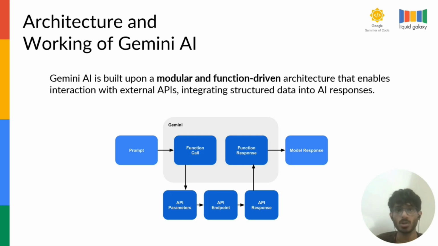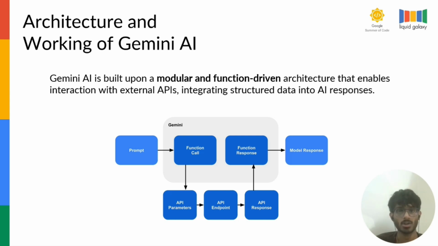Now let's explore how Gemini AI processes requests using its API. Understanding this workflow will help us see how to interact with data and deliver intelligent responses in web applications. First step is prompt submission. This process starts when a user submits a prompt. This could be text input, an image, or even a combination of different data types. Gemini AI receives this request and begins processing it accordingly.